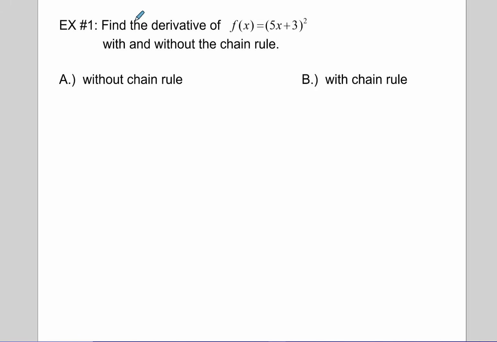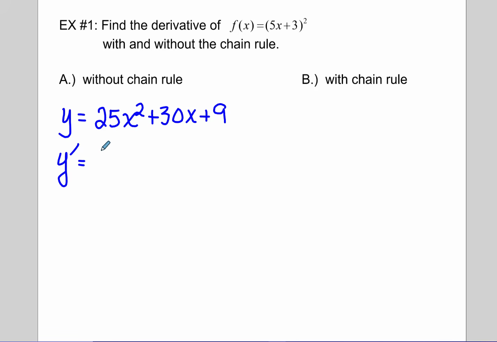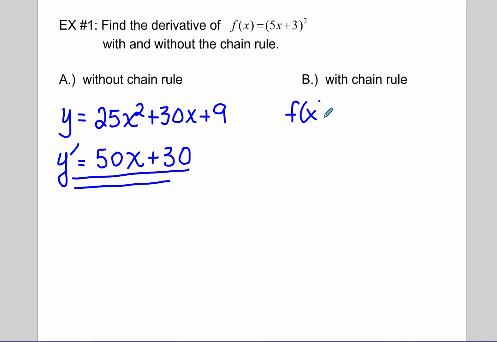So here's one example. If I wanted to take the derivative of this function without the chain rule, then I would have to distribute that binomial, 5x plus 3 quantity squared, expand that to find that this is my polynomial. Then I could take the derivative as 25 times 2 and 1 times 30, and then the derivative of 9 is 0.